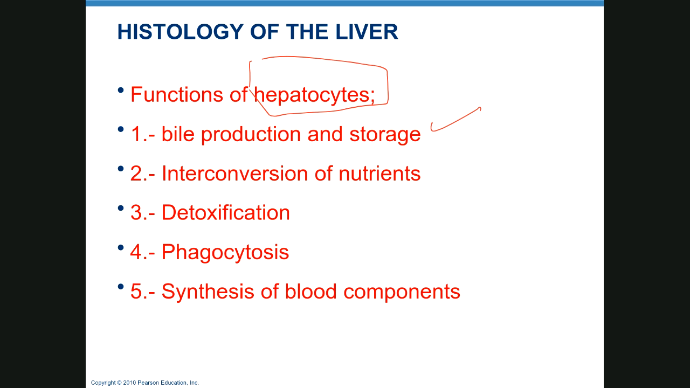It detoxifies. It has phagocytic cells that roam around and phagocytize debris that may come from food. And it synthesizes blood components: it synthesizes clotting factors, albumin, complement, fibrinogen. I can't think of anything else, but I'm sure there are others that escape me right now. Tons of blood components are synthesized in the liver. All right, so those are the functions.